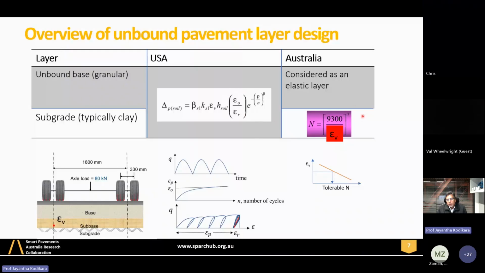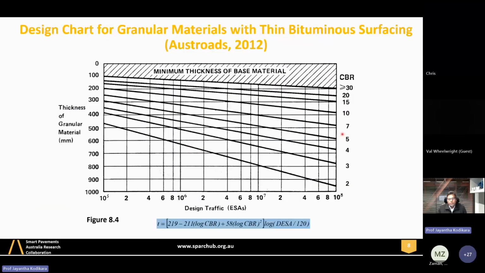Then in Australia, you can see we are using a very empirical formula, where the number of cycles that the pavement can take before it fails is inversely proportional to the vertical elastic strain, using the same procedure, just by this fatigue formula. You can present it like a fatigue curve like this. So this formula doesn't have an explicit calculation of rutting, but it has this formula.